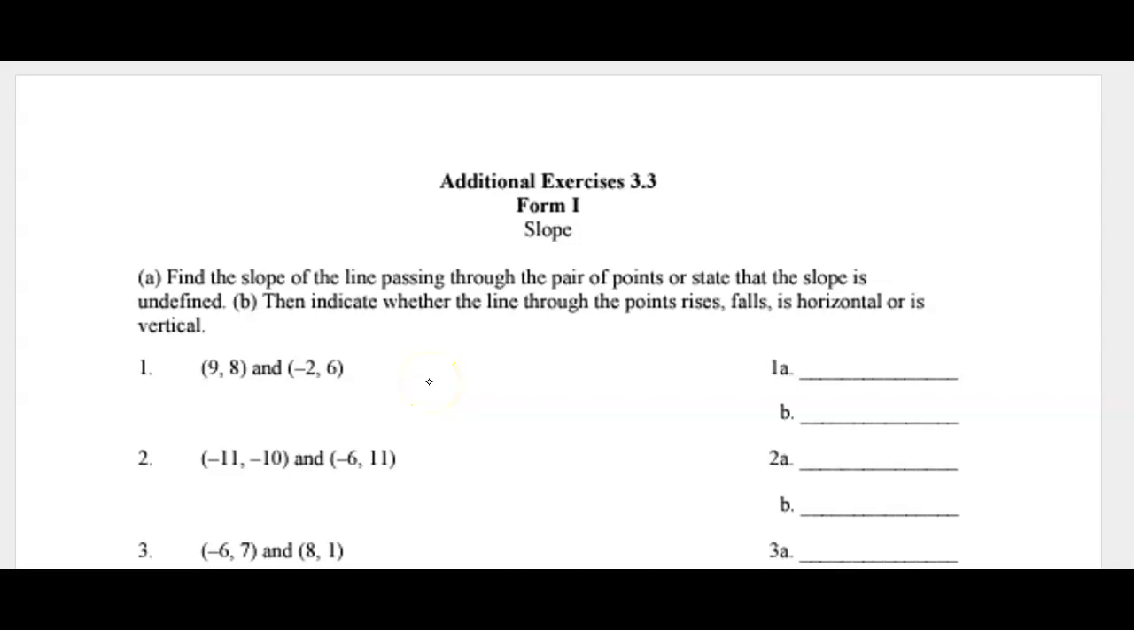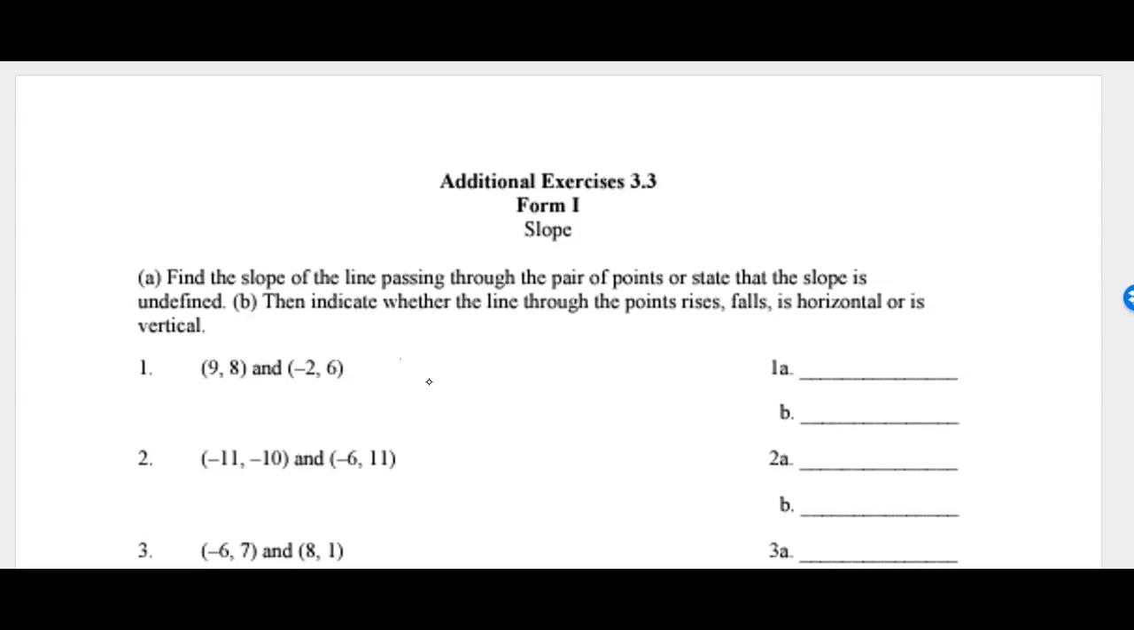Okay, here are the solutions to the classwork. I suggest that you try a problem, look at the solution, stop the video, go back and try another problem. So for this first one, we're asked to find the slope of the line through the pair of points and then indicate whether the line through the points rises, falls, is horizontal or vertical. Those are your four choices.